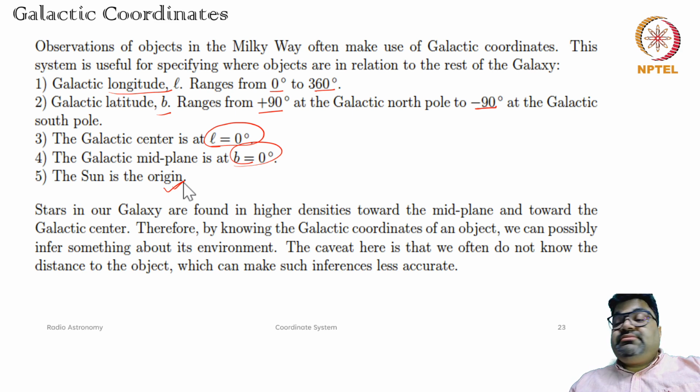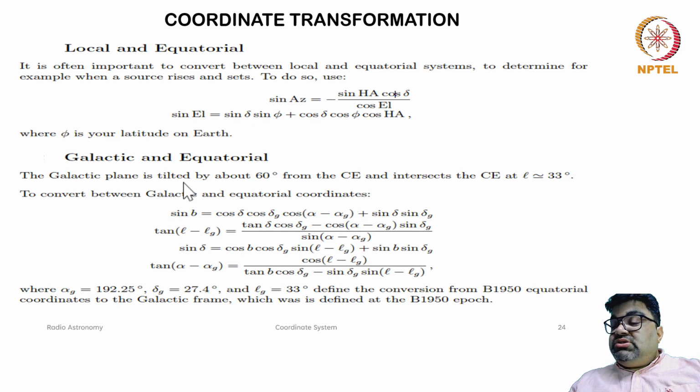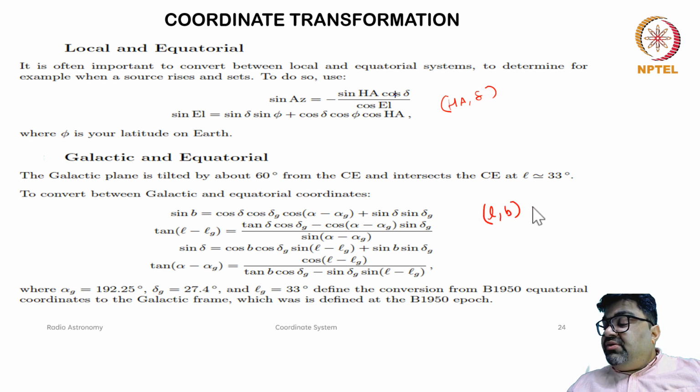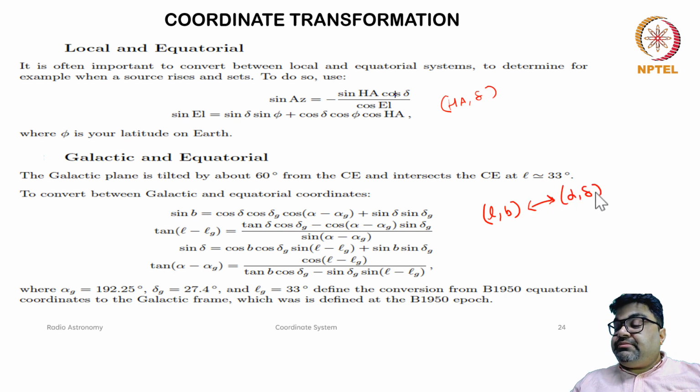Okay. So you can see how we transform the local horizon system to HA and delta, which we have already seen, and the galactic and equatorial systems. So if you have the galactic system of l and b, how do we interchange that with alpha and delta? By this.